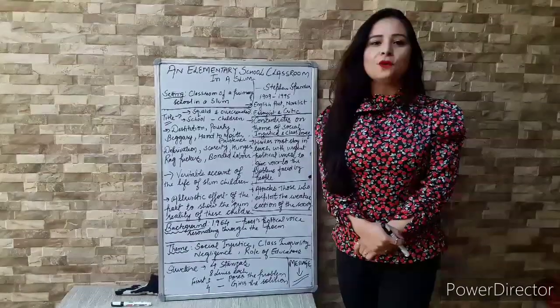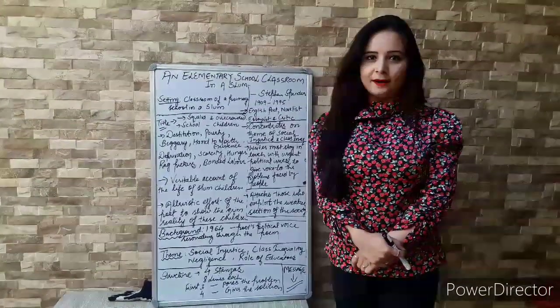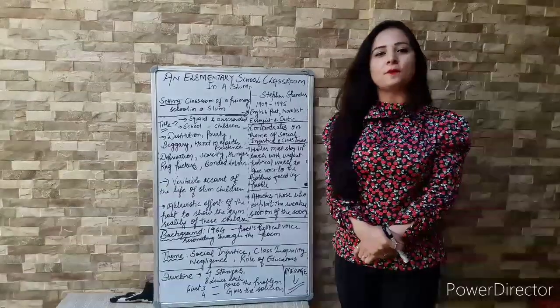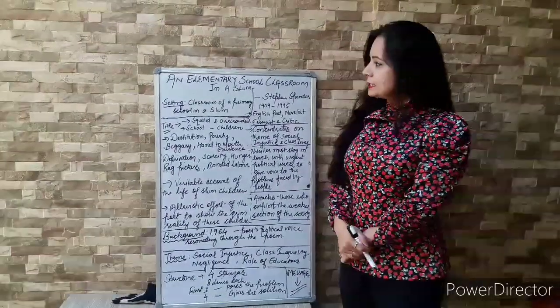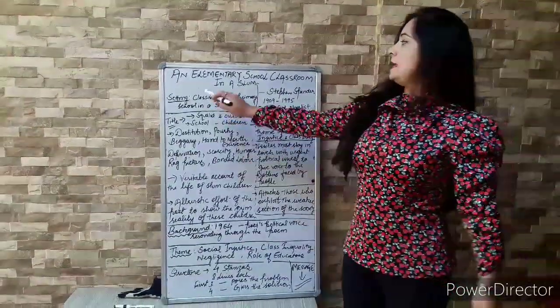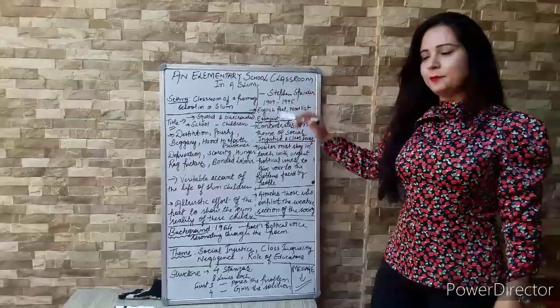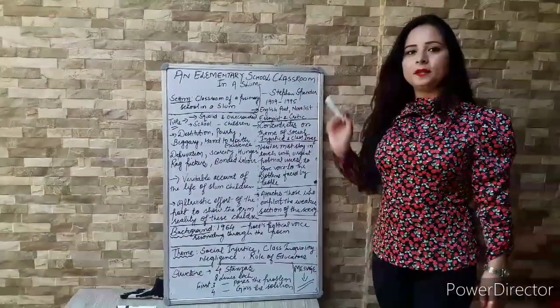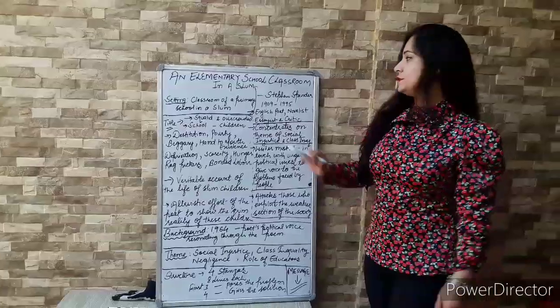Welcome back, viewers. You are watching Eclectic English with Roma, and today I'm back with one more topic of your book, Flamingo, and the title of the poem is An Elementary School Classroom in a Slum, written by Stephen Spender. Let's know about the poet first.